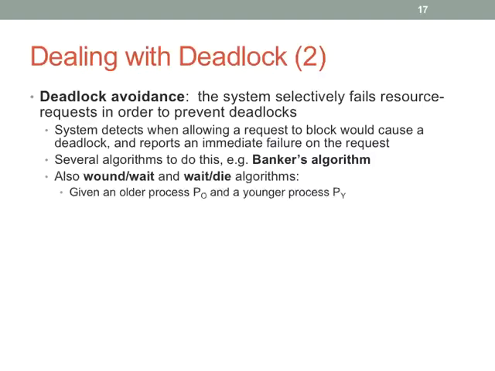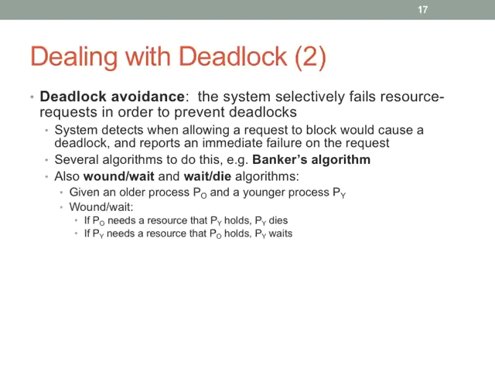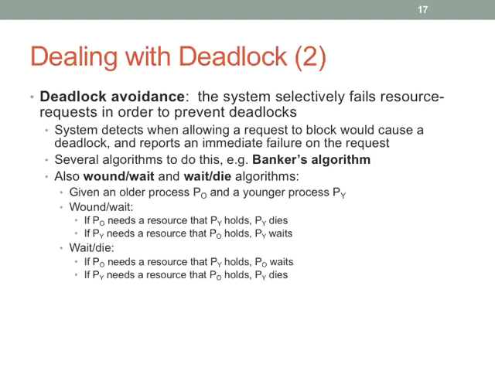Oh, and these are always fun. You have wound wait and wait die. If you have two processes, and typically you can order them based on whether they've already acquired resources or who started first, we have an old process and a young process. Wound wait is that if the old process needs a resource that the young process holds, the young process dies. Yeah, we wound them. If the young process needs a resource that the old process holds, the young process waits. So that's wound wait, and wait die is similar. If the old process needs a resource that the young one holds, the old one waits, and if the young one needs a resource that the old one holds, the young one dies.